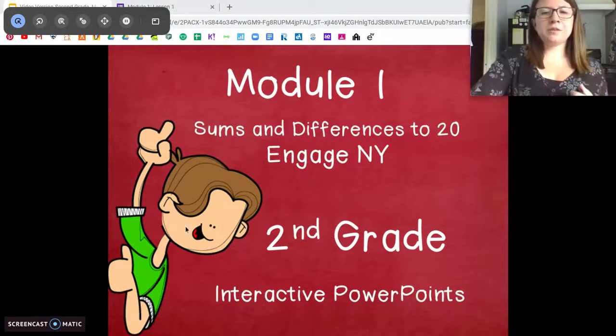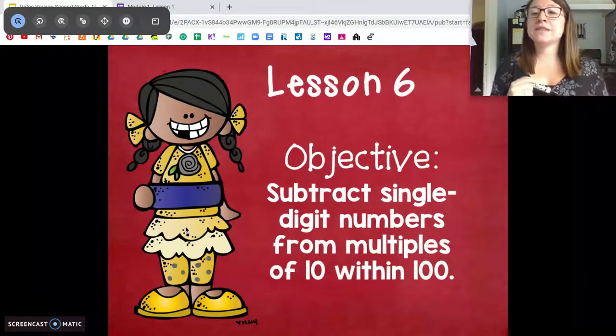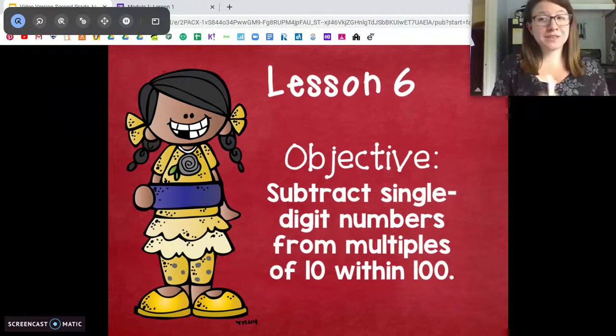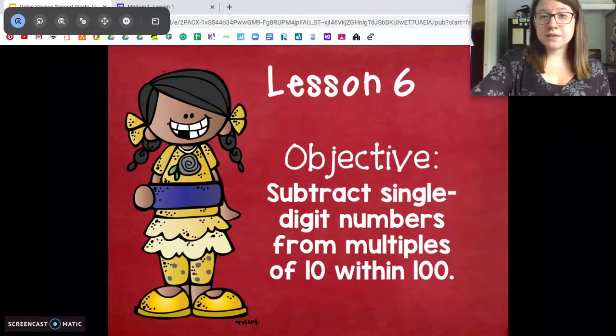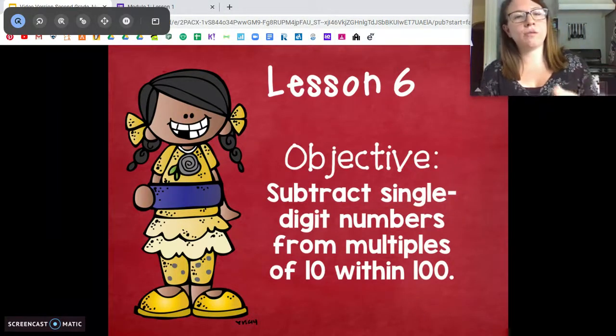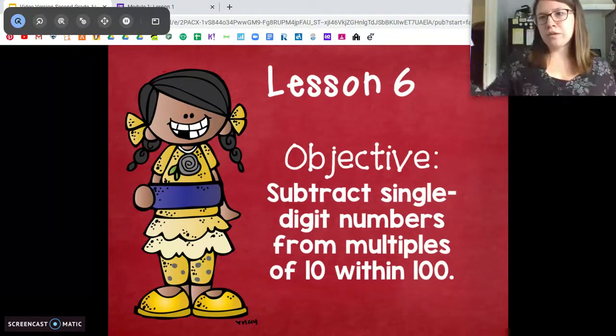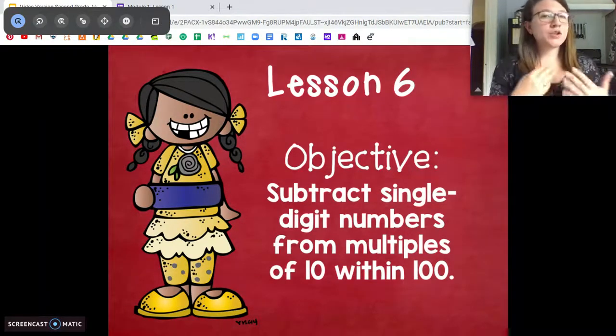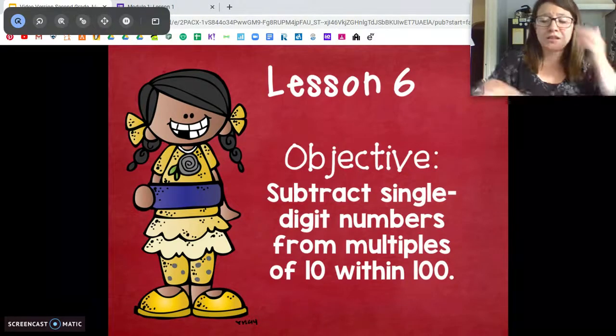So, our objective for today is to subtract single-digit numbers, so those numbers like 1, 2, 3, 4, 5, 6, 7, 8, 9, from multiples of 10. Now remember, multiples of 10 are the numbers that you get when you count by 10. So 10, 20, 30, 40, 50, so on and so forth. So we're going to work on a strategy just like we did yesterday to figure out those problems pretty easily.